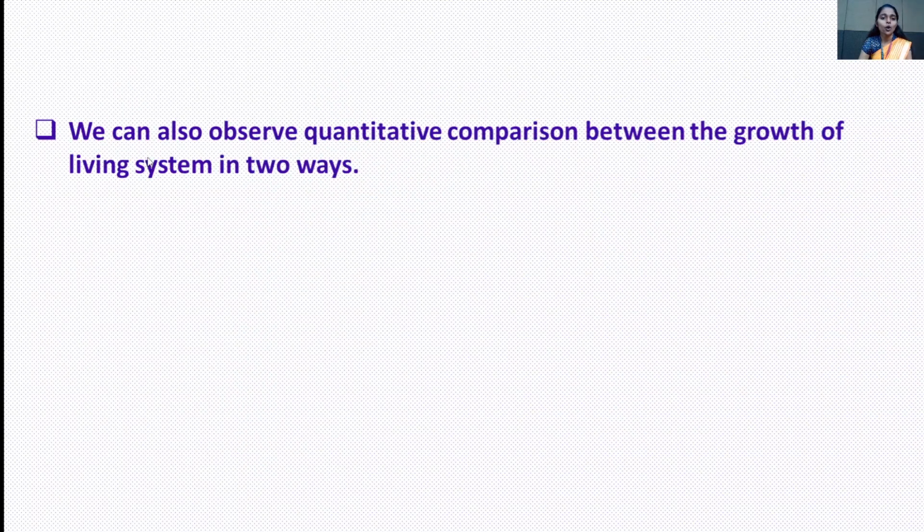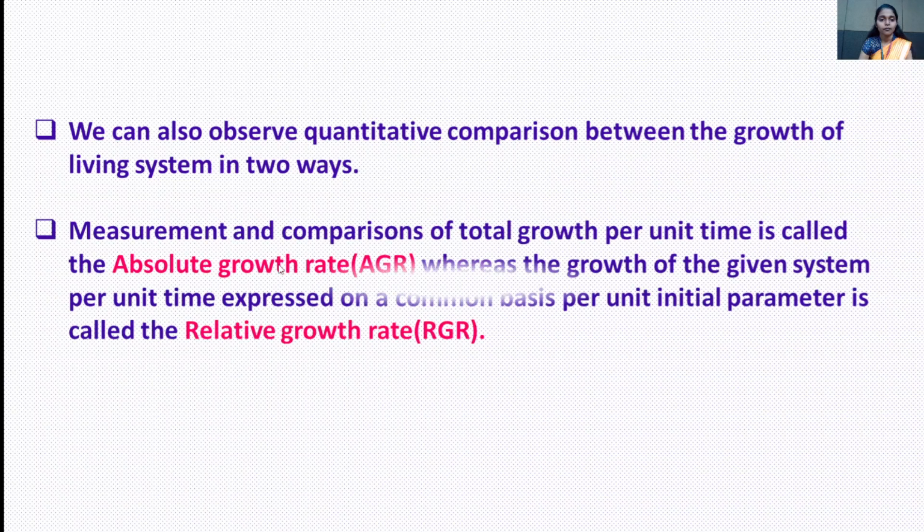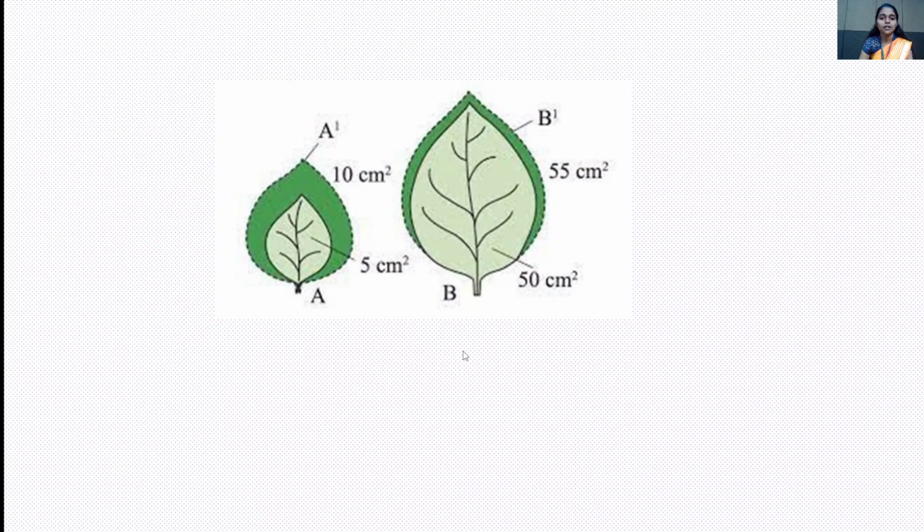So, we can also observe quantitative comparison of growth in a living system in two ways. Measurement and comparison of total growth per unit time is called absolute growth rate, means AGR. Growth of the living system per unit time expressed on a common basis, per unit initial parameter, is called the relative growth rate, means RGR. Moves to the next slide.